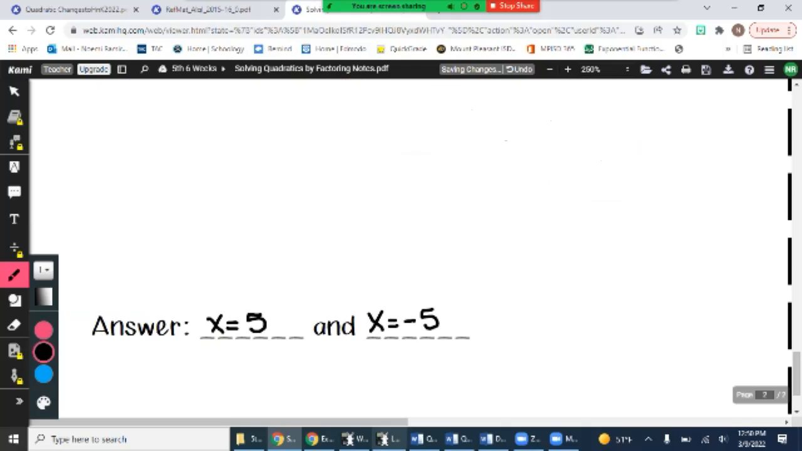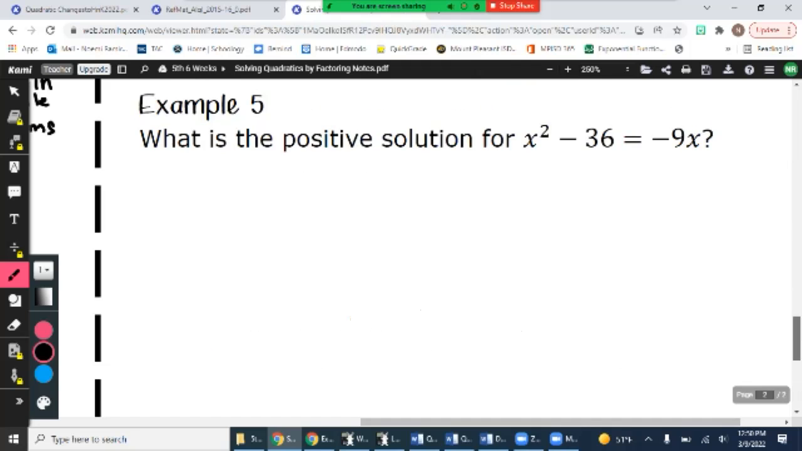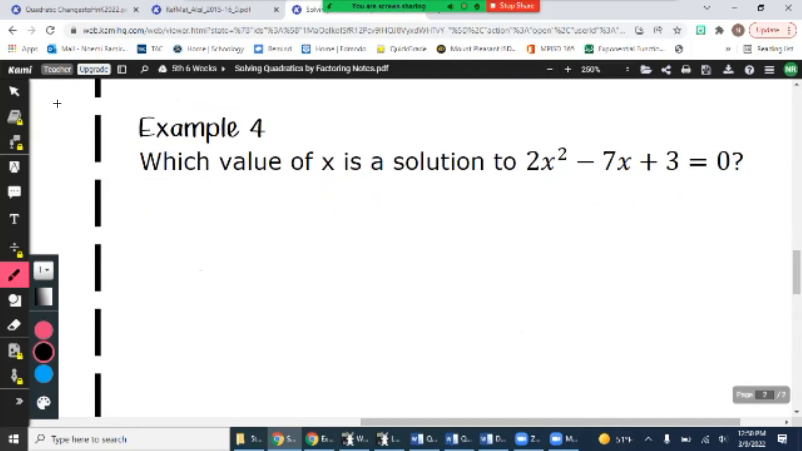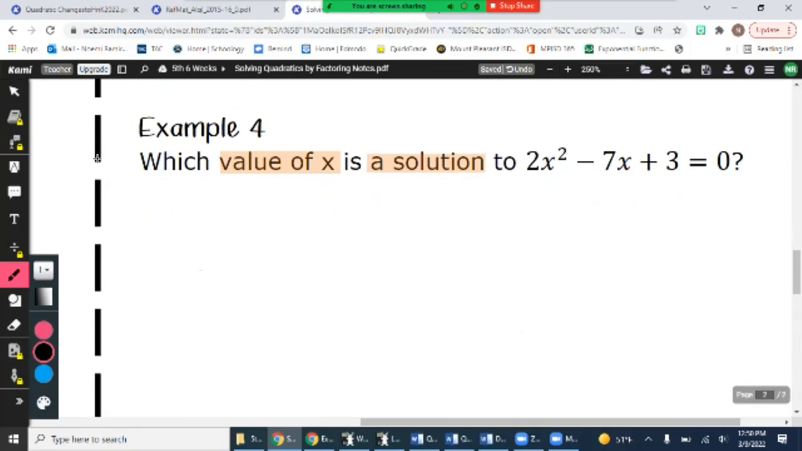Next example, example 4. It's worded differently, but you're going to answer it the same. It's asking for the value of x. What is the value of x? Which value of x is a solution? When it says a solution, they're only going to ask you for one of them. A means if I say I'm going to give you a piece of paper, I'm talking about one. So they just want one of the solutions. You still have to do all the work, but only one of them is going to match up.